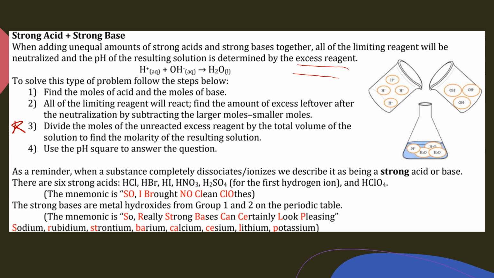So being able to recognize what is considered a strong acid and strong base, again, you've heard this a lot already: hydrochloric acid, hydrobromic acid, hydroiodic acid, nitric acid, sulfuric acid, and perchloric acid. Your strong bases are metal hydroxides from group 1 and group 2, so sodium, rubidium, strontium, barium, calcium, cesium, lithium, potassium, etc.